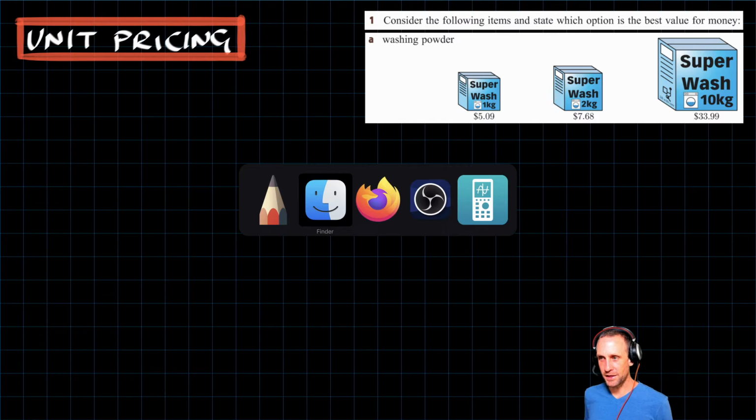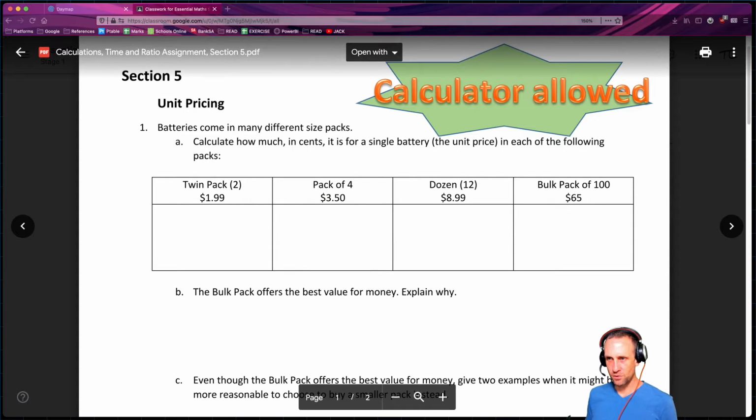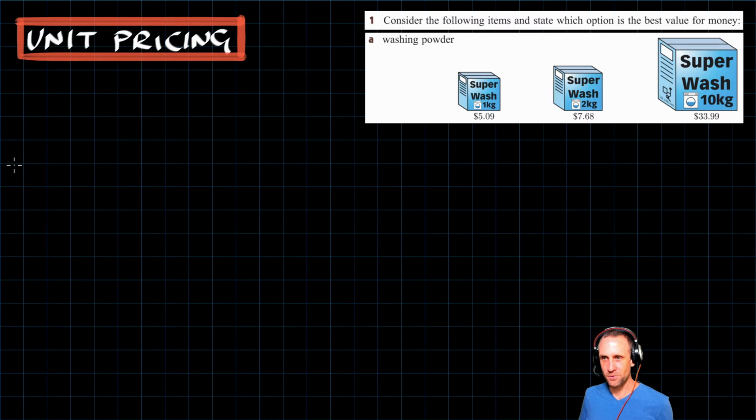This week we're looking at section 5, which is all to do with unit pricing. That's a good way of comparing different sizes of, say, battery packs. Is it better to get the twin pack or the pack of 4 or the dozen or what have you? And you can see that we're allowed to use our calculator this week, so that's cool.